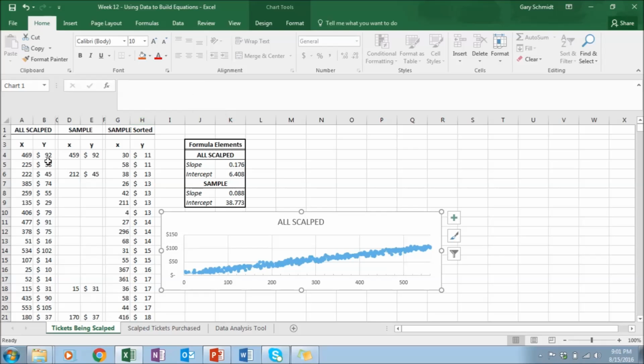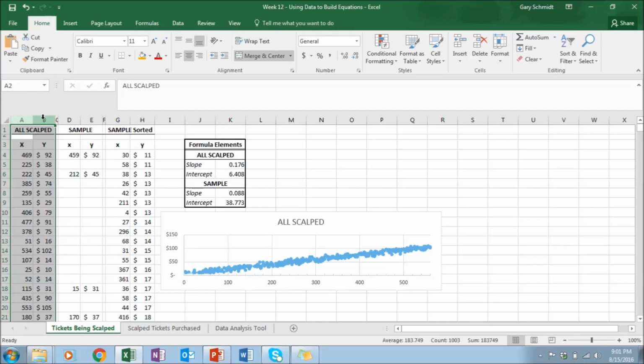The idea here, if you look in columns A and B, is this is all of the data that might be collected in a particular situation. This is how many people were trying to sell at this price. That's the most accurate way to understand this. So at $92, one day they went out and surveyed around some arena somewhere, and they found that at $92 there were 469 people trying to sell tickets.